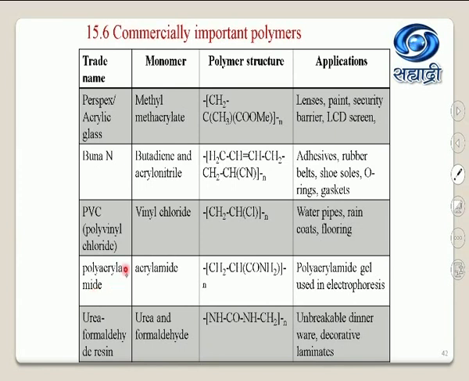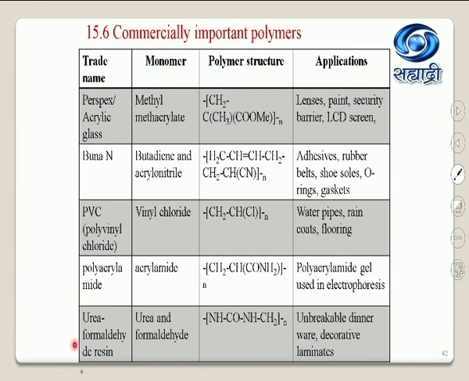Next is polyacrylamide. That means an amide group is there. Amide group means the CONH2 group, and the monomer for this polymer is acrylamide, and this is the structure for polyacrylamide. Polyacrylamide gel is used in electrophoresis. It is the best application of this polymer.